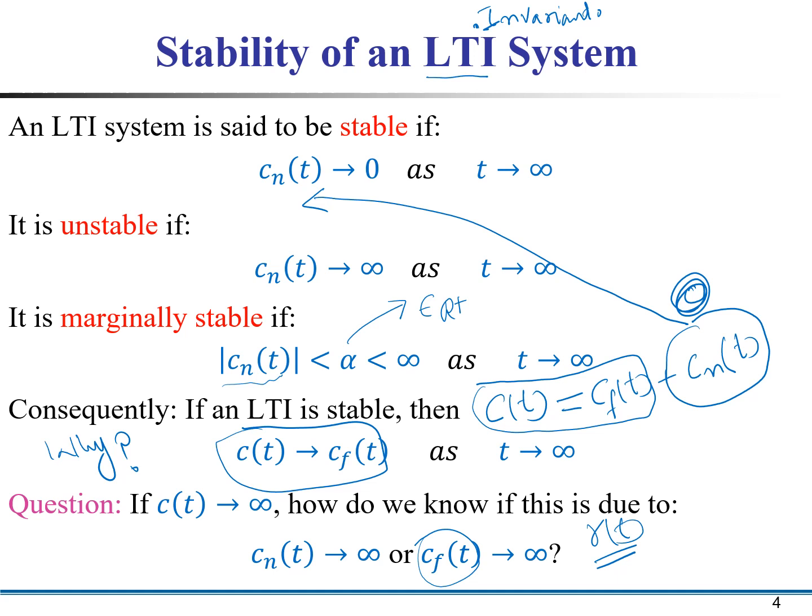So the forced response cannot go to infinity, but the natural response depends upon the system characteristics. If the system is stable, the natural response will approach 0, but if the system is unstable, the response of the system will approach infinity. So whenever we see that c(t), the total response of the system, is approaching infinity, it is because of the characteristics of the system whenever the input to the system is bounded.